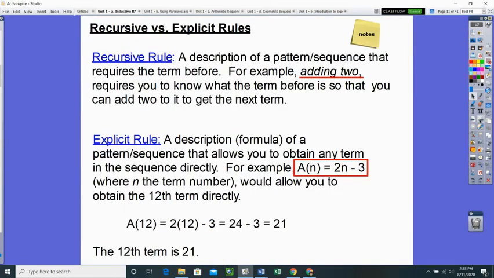Okay, so we're going to just add a few more vocab words to our list, and we're going to end with these 2 ideas today. A couple more slides just showing you what these are. So a recursive rule versus an explicit rule.